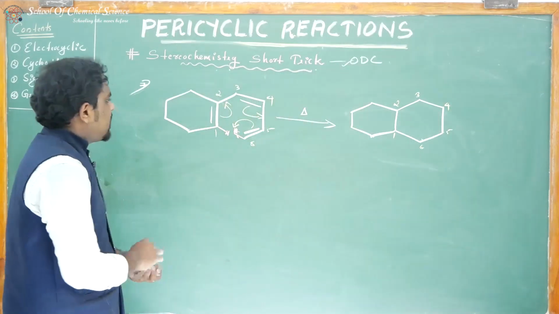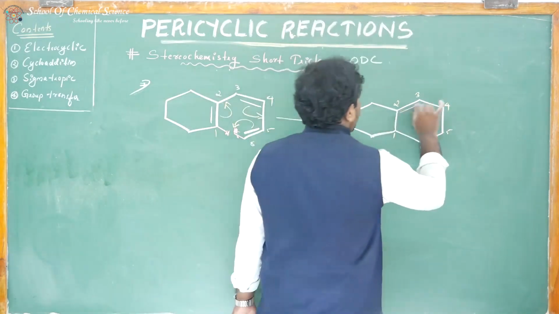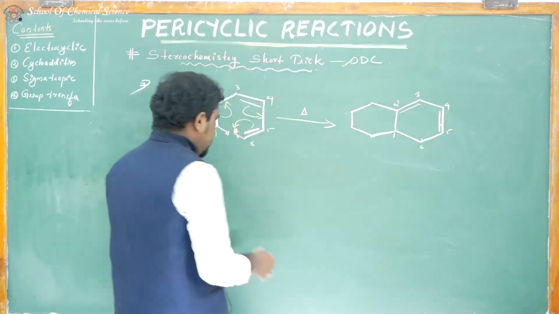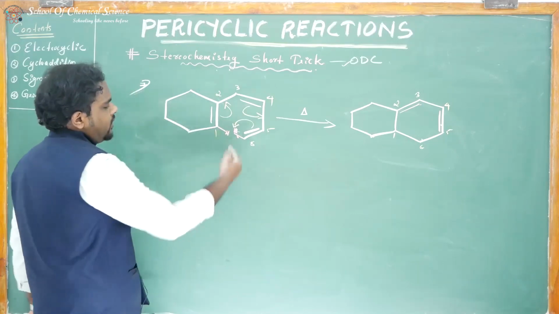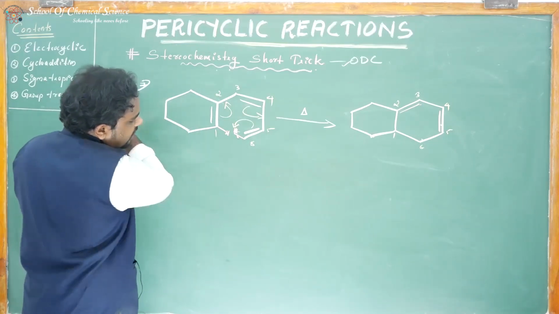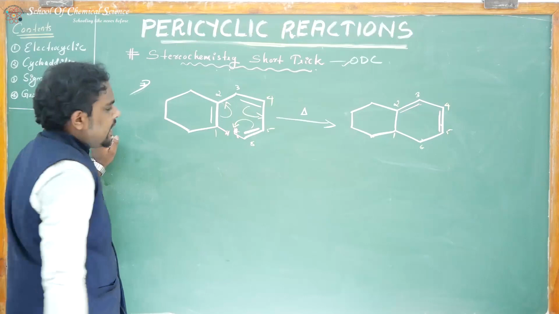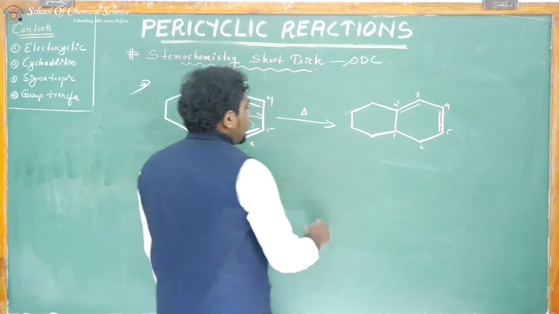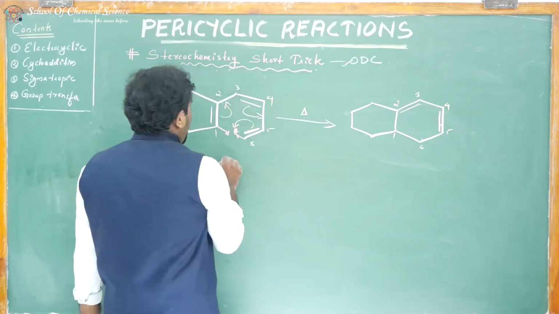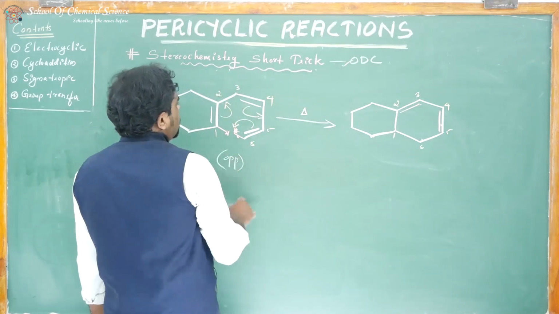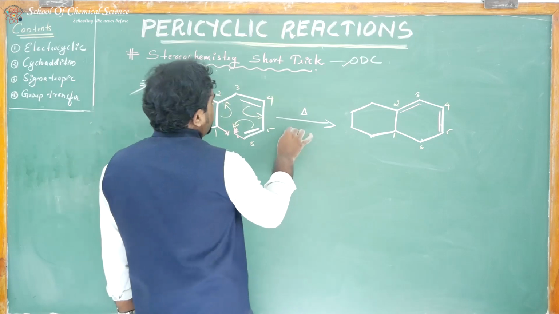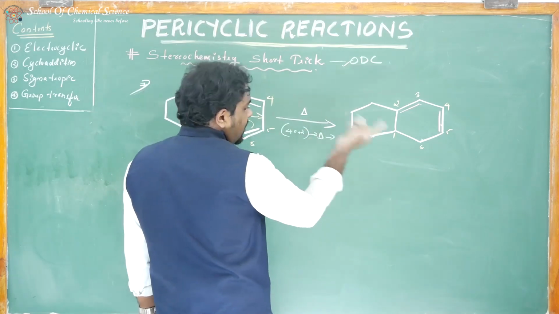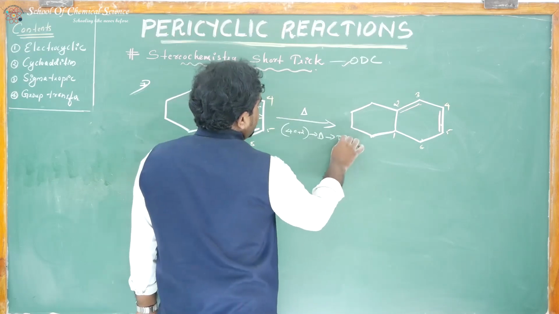So what about the position of double bond? Between 2 and 3, a double bond. Between 4 and 5, a new double bond. You have to predict the stereochemistry of these two hydrogens. One hydrogen is below, other hydrogen is above. That means they are in opposite direction. So system is 2, 4, 6, 4n plus 2 system. Condition thermal, definitely 4n thermal con, 4n plus 2 thermal dis.